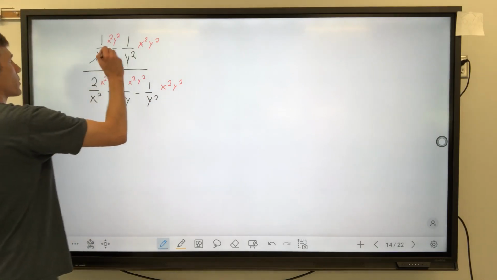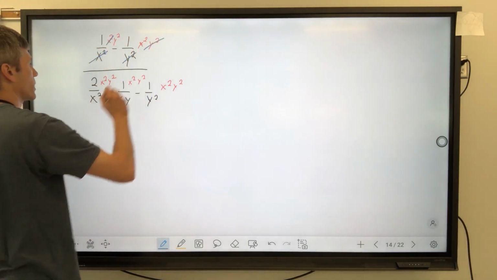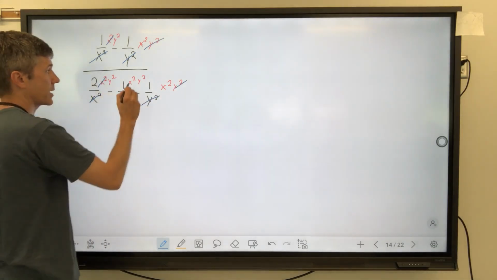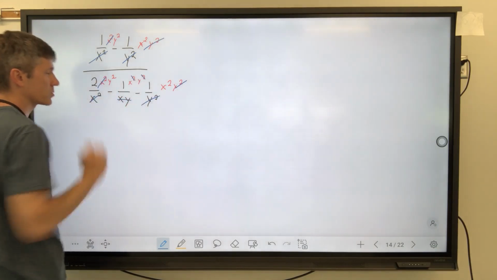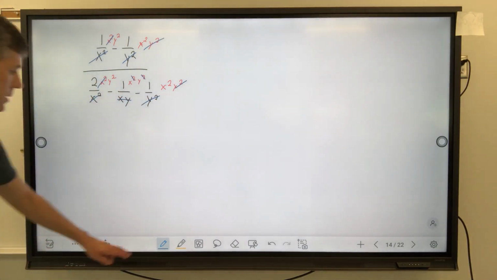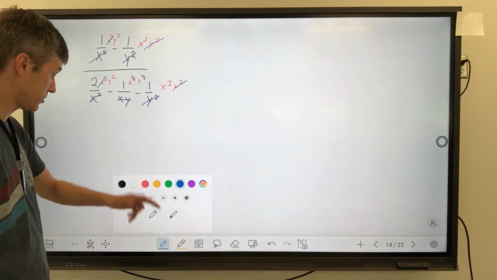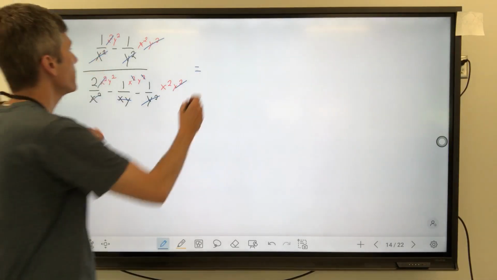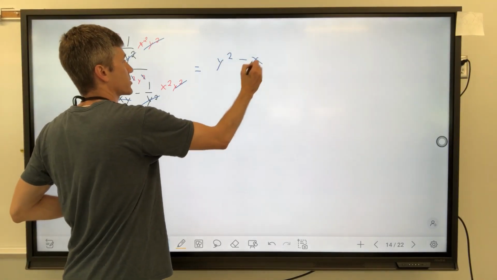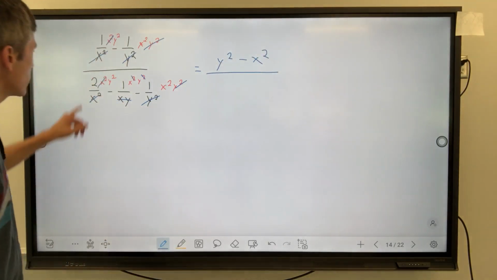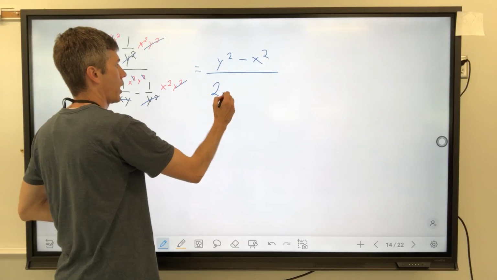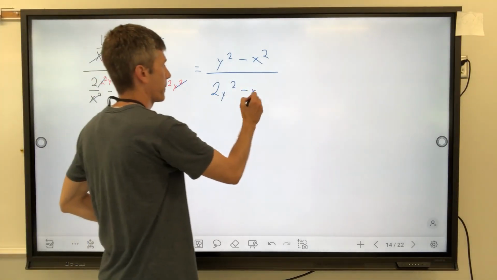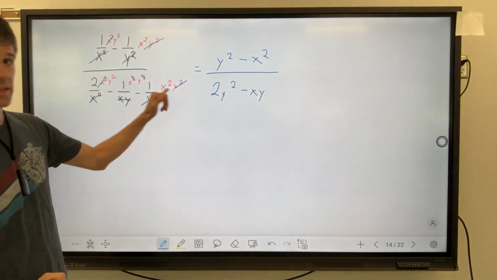All right, x squared cancels with x squared, y squared cancels with y squared, same here, and here xy cancels with one of those x's and one of those y's. X to the first and y to the first changed to the same color. Bad habits, keep going. Y squared minus x squared, denominator, 2y squared, minus xy, minus x squared.